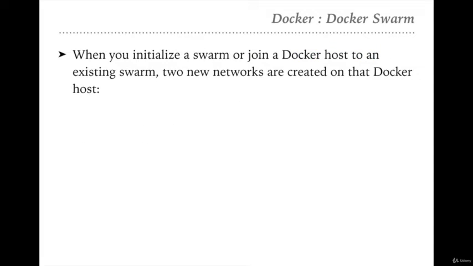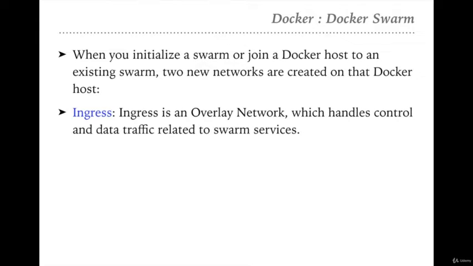We have seen that we have initialized the Docker swarm and added nodes to it. When we are initializing the Docker swarm, or a Docker host is joining an existing swarm, two new networks are created on that particular Docker host. The first network is the ingress. Ingress is a default overlay network created with the Docker swarm. When you initialize the Docker swarm, a default overlay network ingress is created on that Docker host, which handles the control and data traffic related to the swarm services.